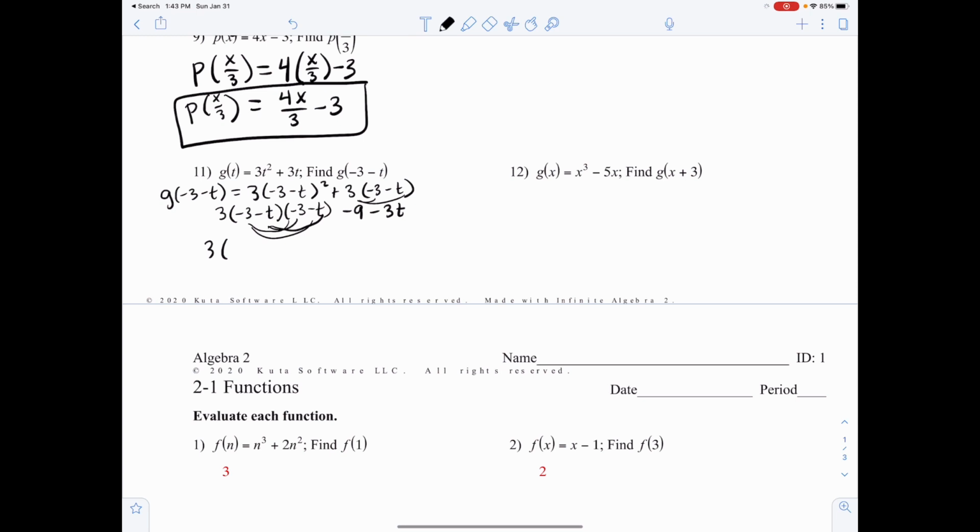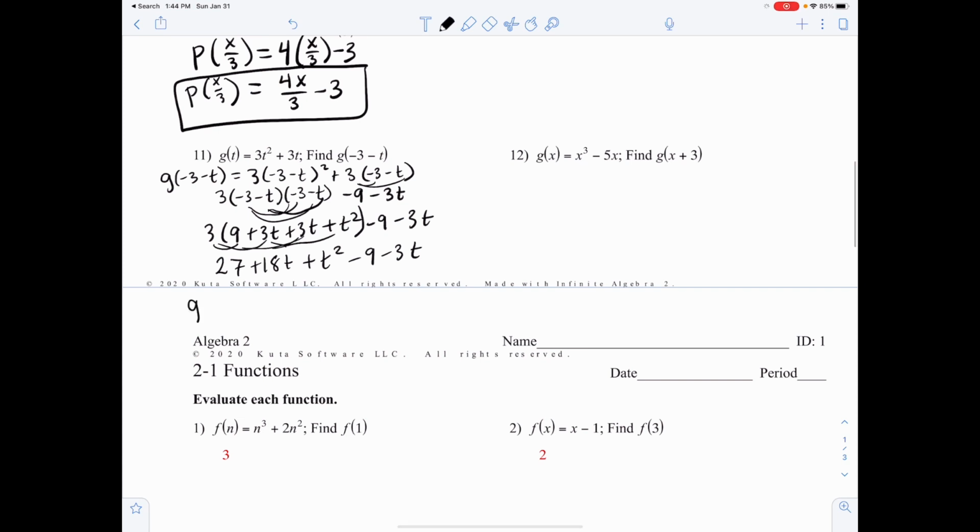So I've got positive 9 and then plus 3t plus 3t plus t squared. And then I still have my minus 9 minus 3t here. And I need to multiply this 3 times everything in the parentheses, so I get 27. This becomes 6t times 3, so it's 18t plus t squared minus 9 minus 3t. Okay, so our final answer is g of negative 3 minus t equals, and then we just put it in order. We've got our t squared first.